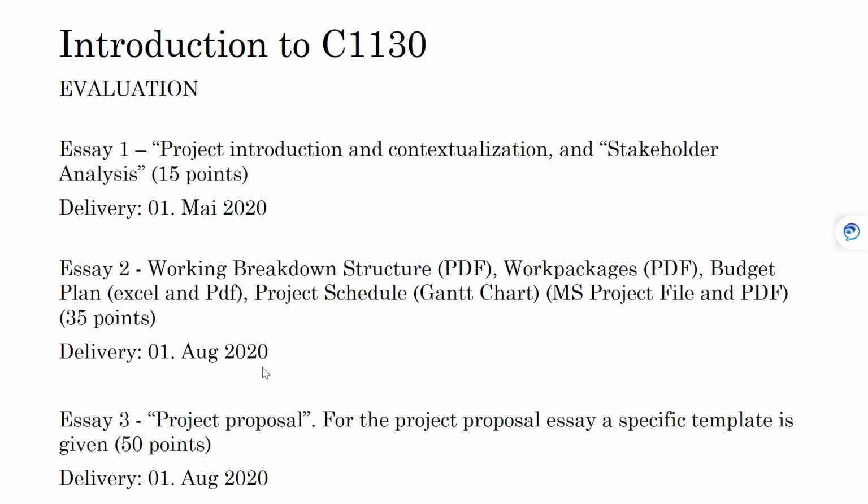Essay 2 has to do with the work breakdown structure of your activities for producing the outputs that your project is proposing. This will be done until the 1st of August. The 1st of August is also the deadline for Essay 3, the project proposal, where you then compile all your work into a project proposal. You will have, like I said before, a specific template for elaborating this proposal. These details will be given to you in more comprehensive sections afterwards.